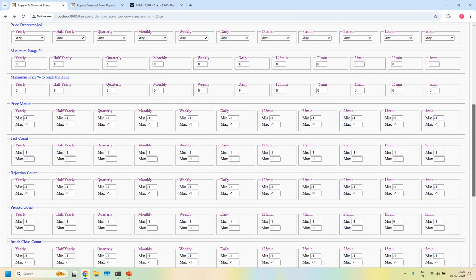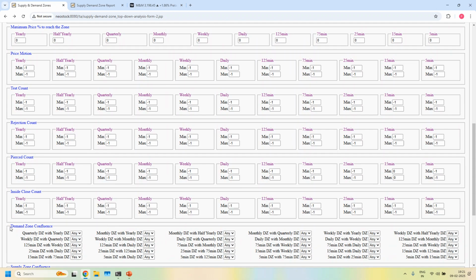So for that we need to go to the demand zone confluence. Here how many filters do we have to set? 3 filters. What are the 3 filters? One is LTF and ITF, 15 minutes and 75 minutes demand zone confluence. In the previous report we already set that, so that filter is already enabled. What is the second filter? LTF and HTF, that is 15 minutes demand zone and daily demand zone confluence. What is the third filter? ITF and HTF, that is 75 minutes demand zone and daily demand zone confluence.